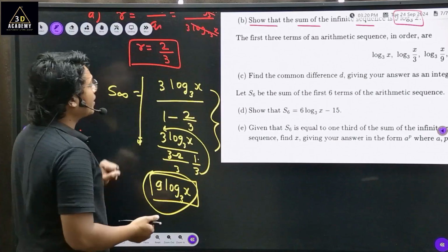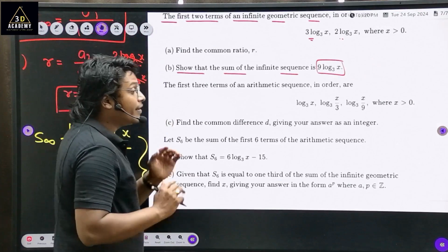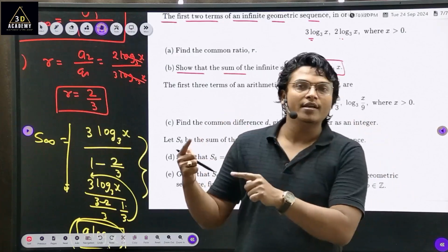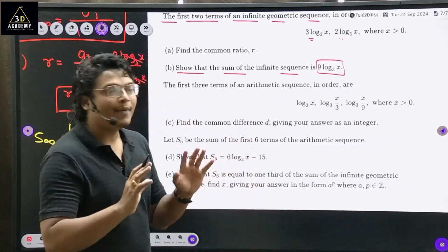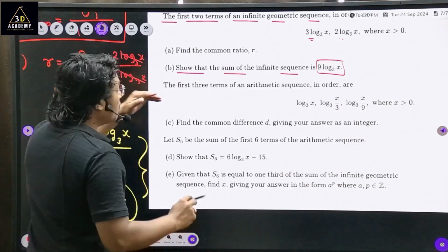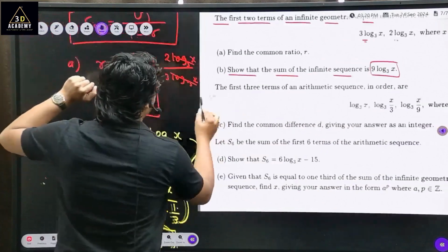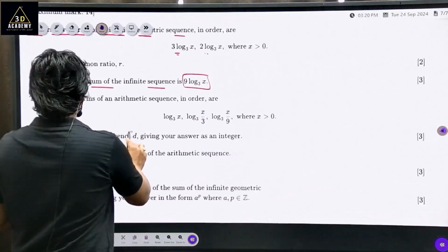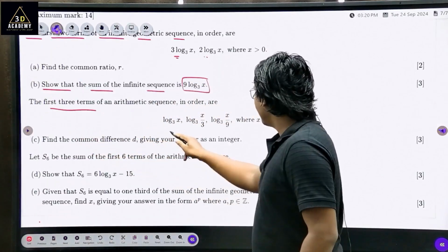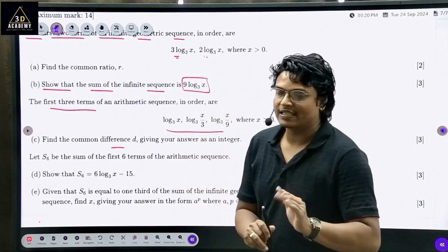Getting it? Okay, next. The first 3 terms of an arithmetic sequence. When the question says first 3 terms, last 3 terms, consecutive 3 terms, only one bell should ring in our mind. That is arithmetic mean. Now I haven't even read the question after this. I just read these 3 words, and I came to this conclusion. Okay, let's solve. The first 3 terms are given. Find the common difference d, giving your answer as an integer.